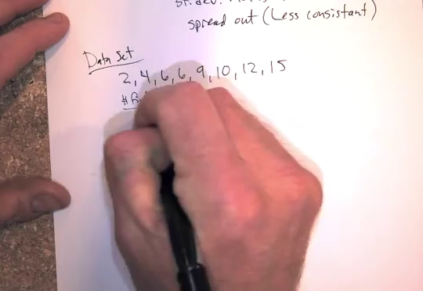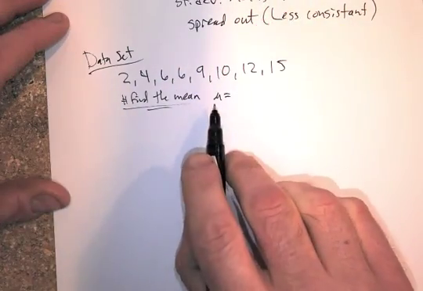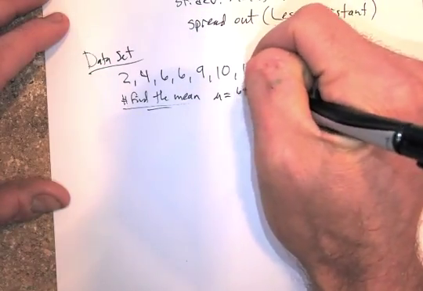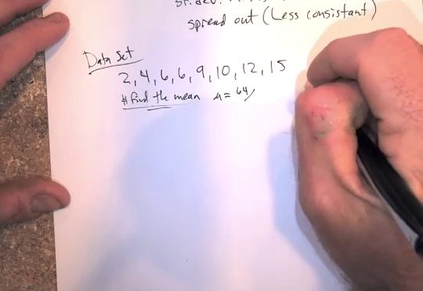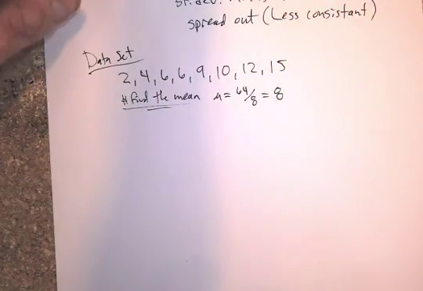Okay, so I'm going to use this symbol for mean. It's a mu. It's like a Greek U. It's just a general symbol for mean. 64 is the sum. I already added it up. Divided by 8, so our mean is just 8.